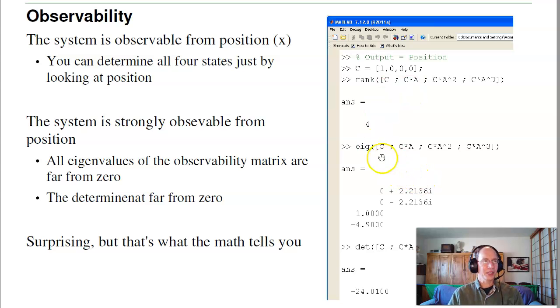And if you look at the eigenvalues, they're all fairly far from 0. It's not that hard. Kind of what's happening is if you have a cart, as the angle goes back and forth, it causes the position to move back and forth. That's where the information is. And it's not obvious, but the math tells you can do it. If the math tells you can do it, you can probably do it.